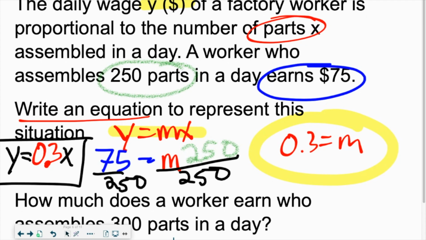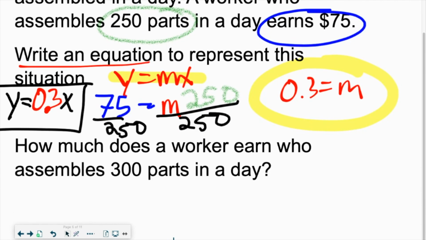That's writing an equation. Now, we can use that equation when it says how much does a worker earn who assembles 300 parts per day. You might already know what to do when we talk about 300 parts, but what we're going to do is use that in this equation. You might say, Mr. Wallace, don't we just multiply? You're right, but let me show it to you again.